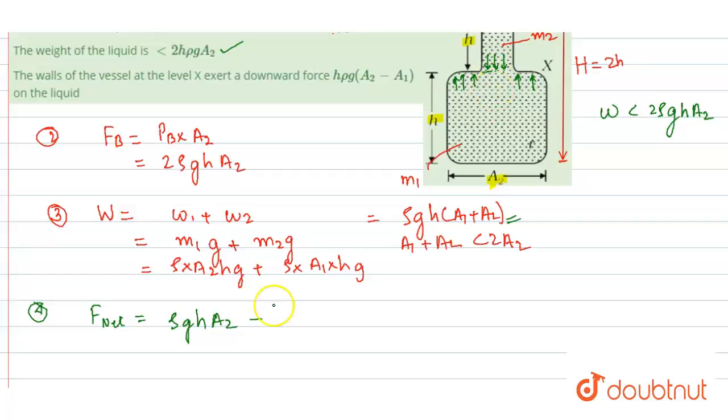Minus the force in the downward direction, which is simply rho g h, the pressure, times the area. So you can see that if we take rho g h common, the net upward force will be simply A2 minus A1. So here all the options are correct. I hope you understood the explanation.